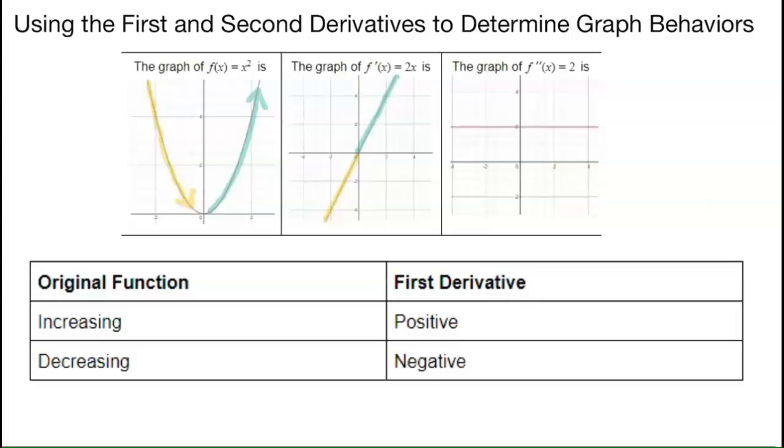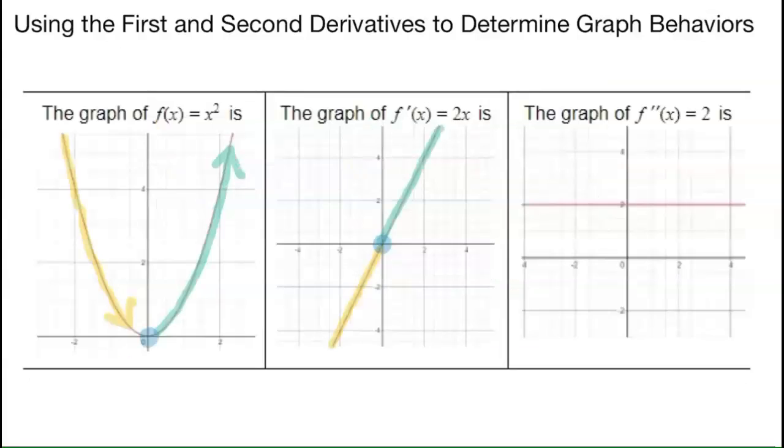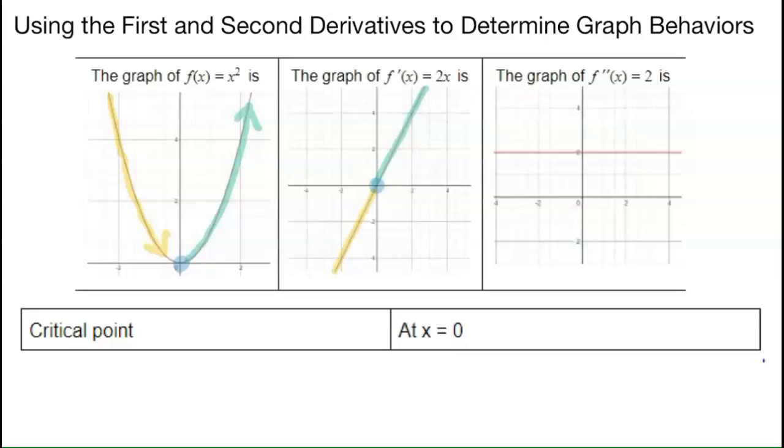When the graph of the original function is decreasing, the graph of the first derivative is below the x-axis, meaning the first derivative is negative. When the graph of the original function is increasing, the graph of the first derivative is above the x-axis, meaning the first derivative is positive. When the original function changes from decreasing to increasing, the first derivative equals 0. This point is called a critical point.